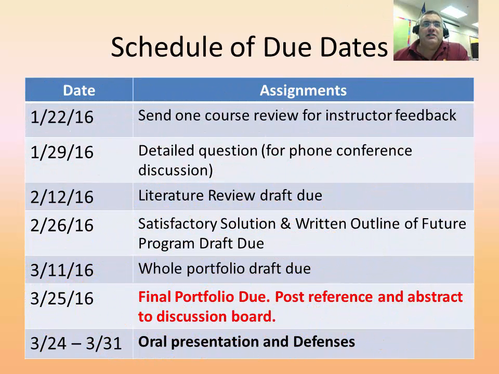All of the due dates from January 22nd, 2016 until March 11th, 2016 are for you to submit the sections of your portfolio for instructor feedback. This is to let you know you are on the correct track and what you will need to improve upon. I will mostly look at the content and organization of your portfolio.